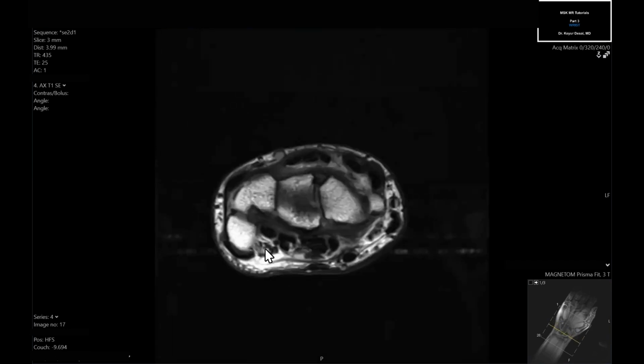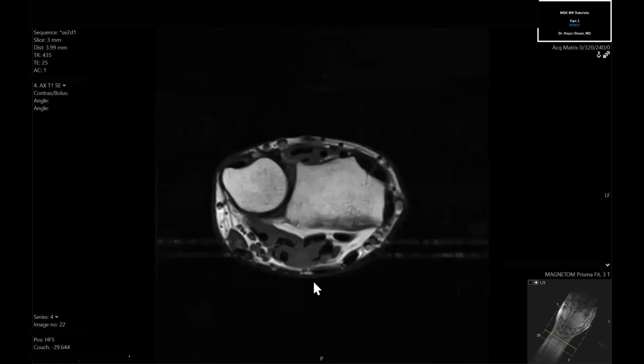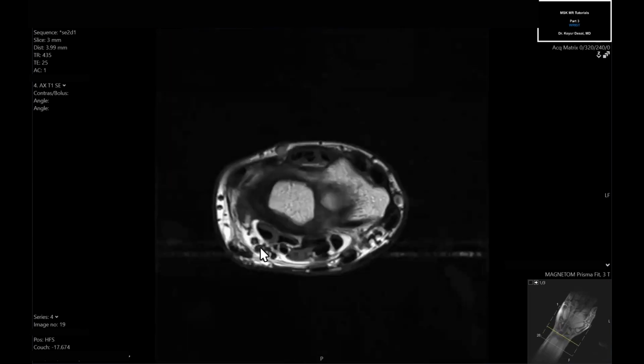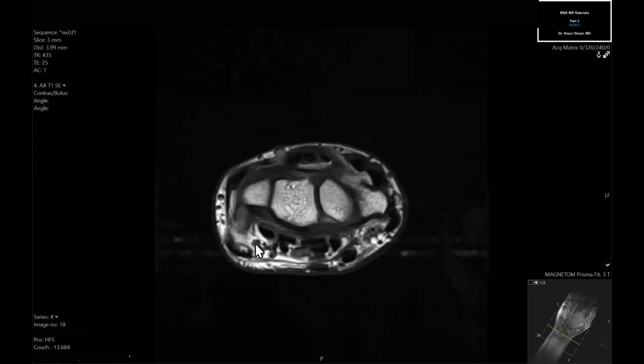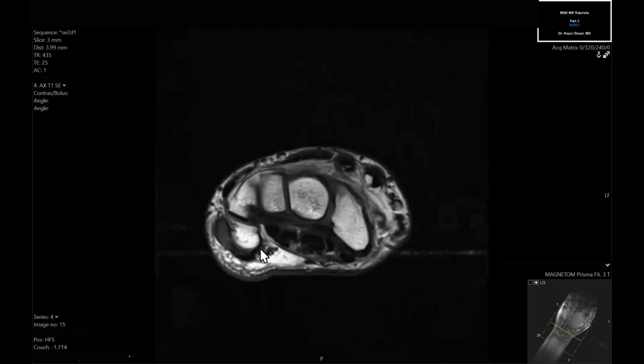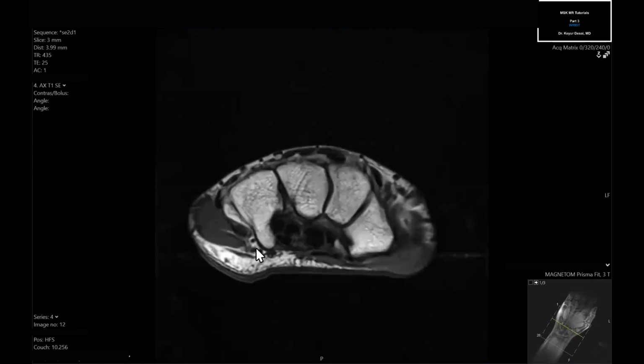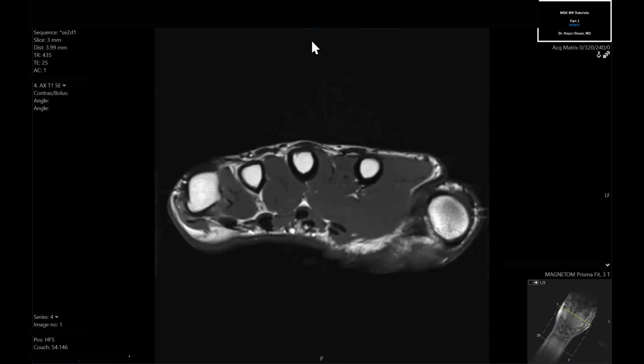Outside of the median nerve, the ulnar nerve is going to be more on the ulnar side here, in this bundle. And I just take a quick look to make sure that it's not grossly thickened and there's not a lot of signal abnormality associated with it.